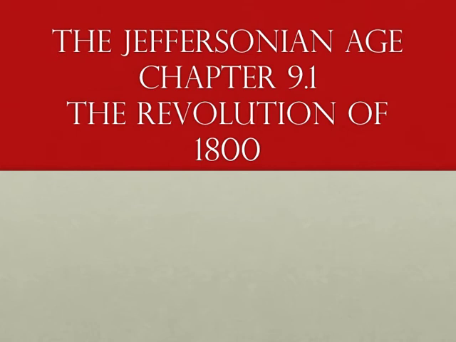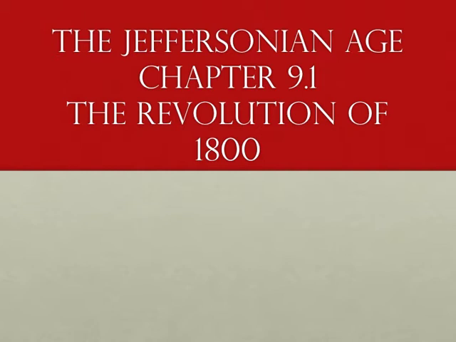Okay, this is Chapter 9, Section 1. We are now in the Jeffersonian era. We are done with the Federalist period. John Adams is no longer president, so this chapter will begin with the inauguration of Thomas Jefferson.